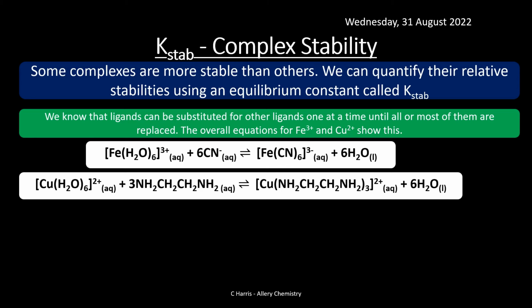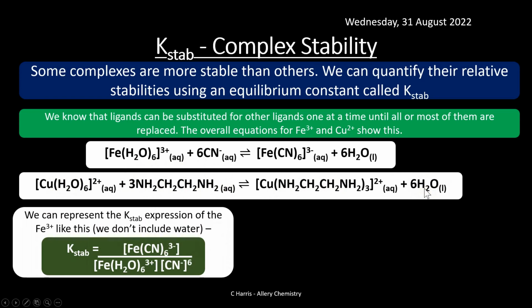So the overall equations, let's look at iron and copper, will show this. You can see here we've got iron reacting this time with a cyanide ligand, and it removes all of the water ligands, and you have 6 cyanide ligands attached to it. Or you've got your diamine reacting with copper hexaaqua complex, and you've got 3 of these ligands attached to it and 6 waters.